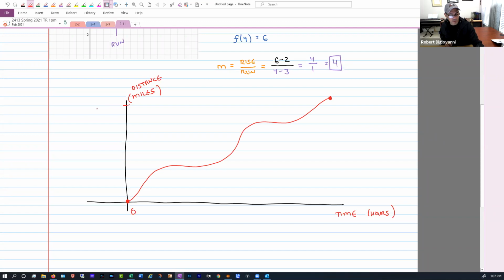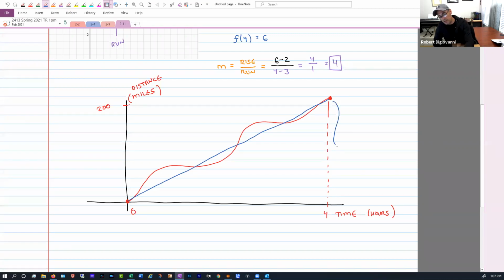Let's say you traveled 200 miles on this road trip. And let's say it took you 4 hours to do that. Okay? The average rate of change is the slope of the line connecting these two. Okay, so let's figure out what that would be.